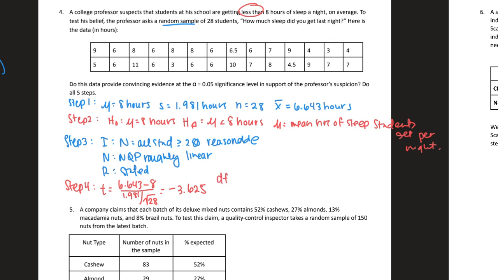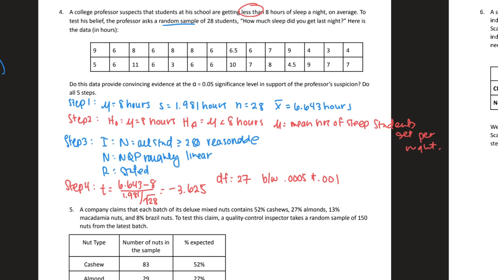So then you're going to go to your t table. Degrees of freedom are going to be 27, since that's n minus 1. And you're going to look at your table and see what your p-value is. So if you look at your table, your p-value is going to be between 0.0005 and 0.001. So that's definitely less than alpha.